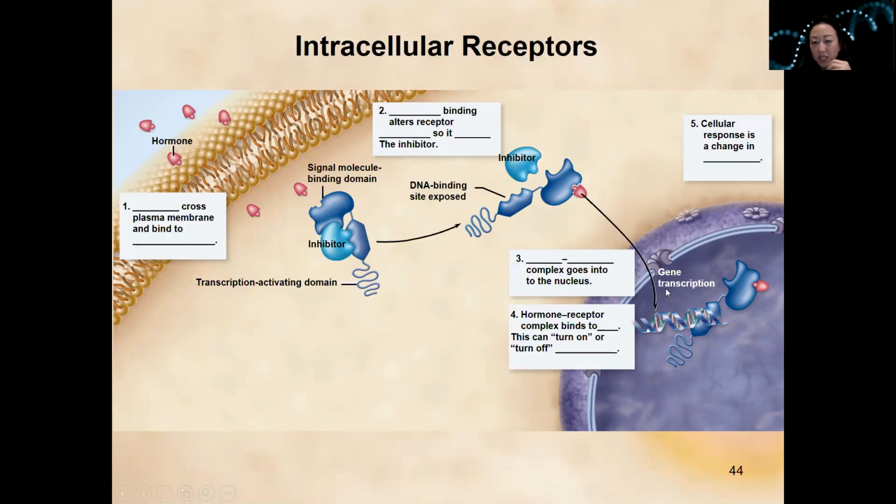Then this hormone receptor complex can do what? Once it's inside the nucleus, what's in the nucleus? The main thing right here, DNA, okay? So this receptor can now act as a transcription factor. It calls for RNA polymerase to bind to certain genes and start making RNA. Okay, so it's turning on genes. This hormone receptor complex binds to DNA and can then turn on or turn off gene transcription or gene expression. So the cellular response is a change in gene expression.